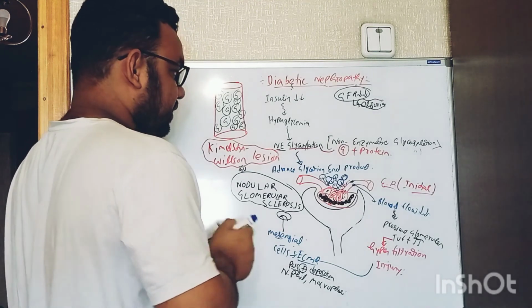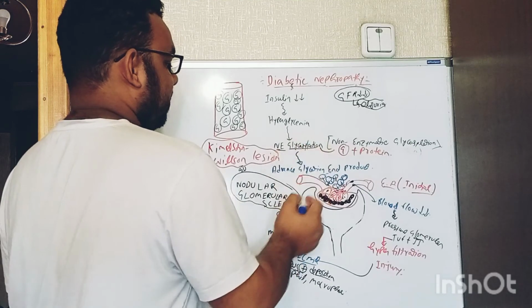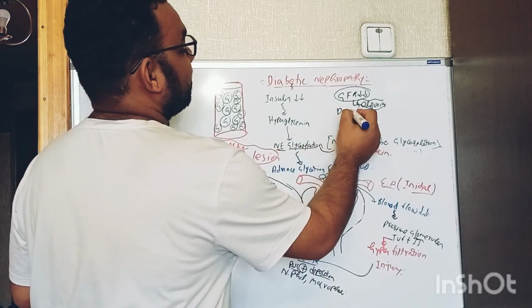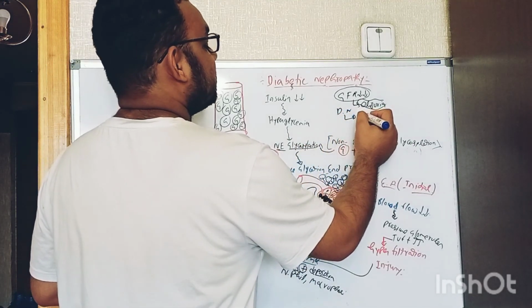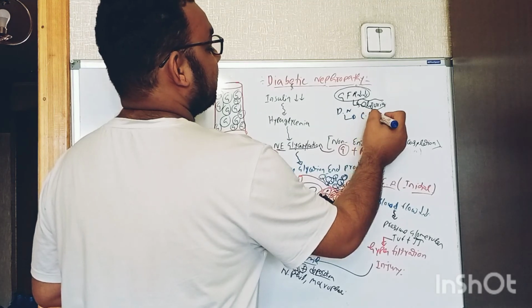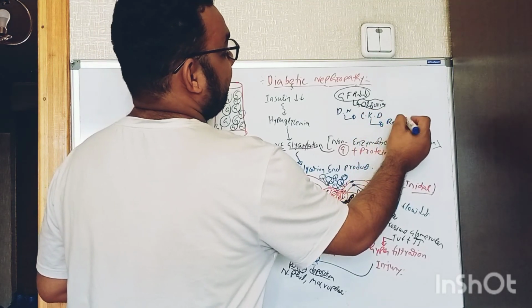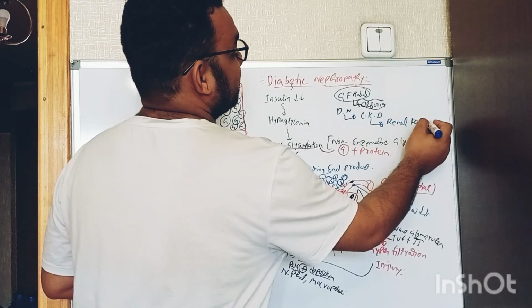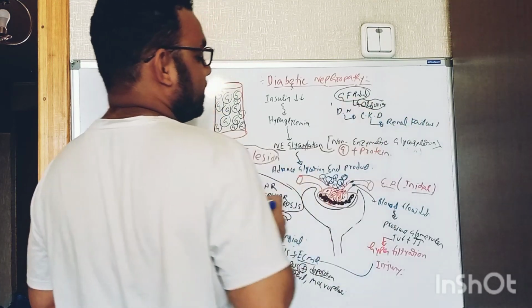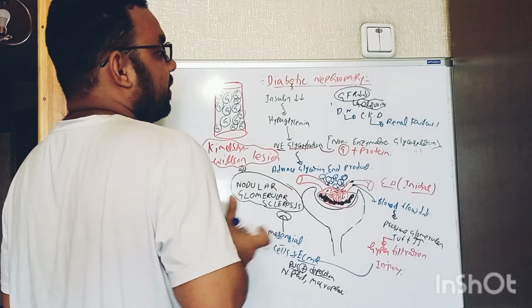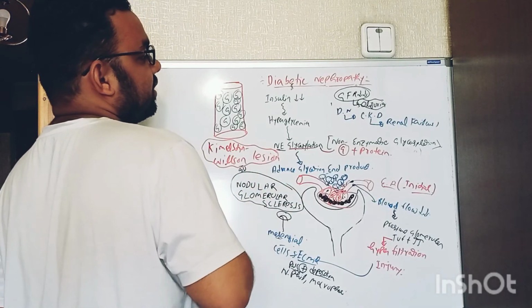And if diabetic nephropathy continues for a prolonged period, ultimately we will see chronic kidney injury, and at last we will see renal failure. These are the types of complications you can see in these patients. So this was all a brief discussion about diabetic nephropathy.